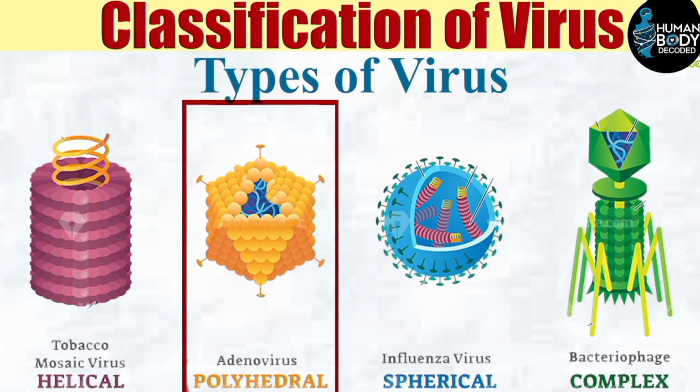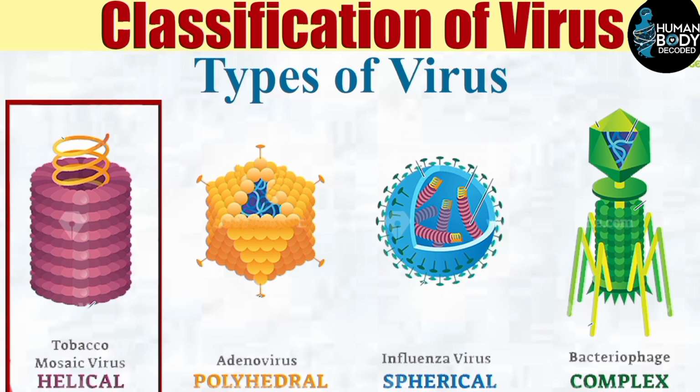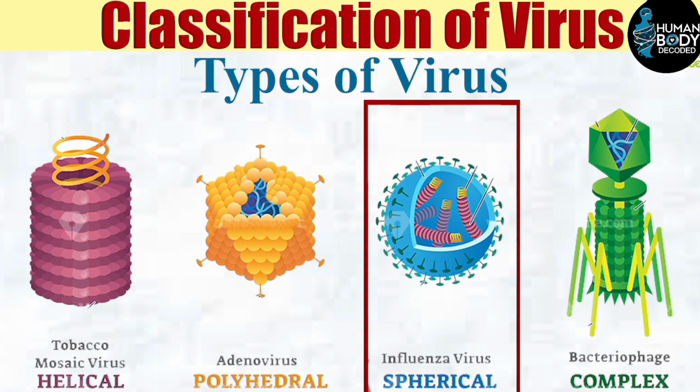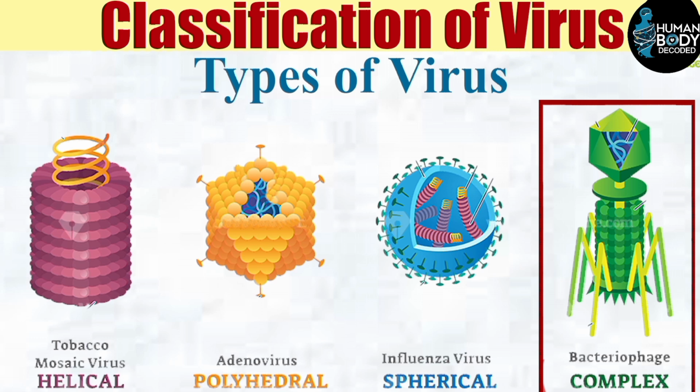The cubic-shaped virus has a tube-type shape. The rod-shaped virus has a rod-type shape. The third is the radial-shaped virus. It has a cone or disc-type shape. The fourth is complex. It does not have a specific shape. It is a very complex virus.